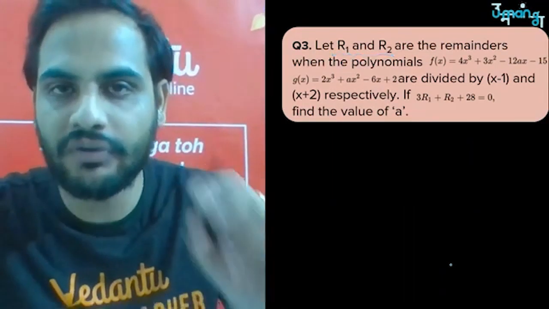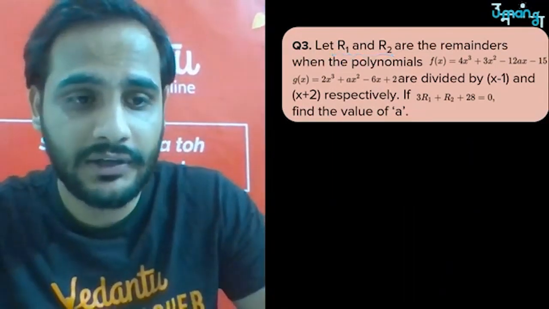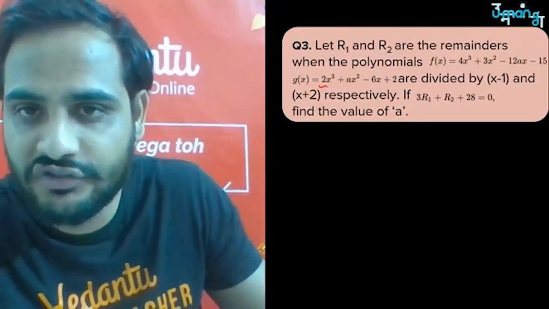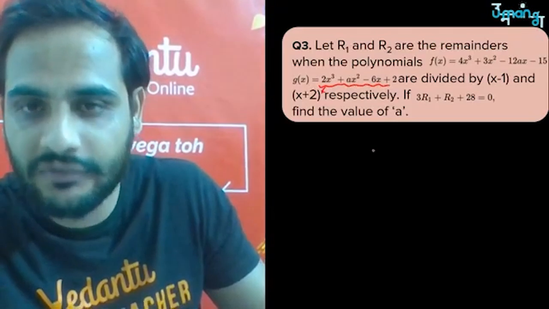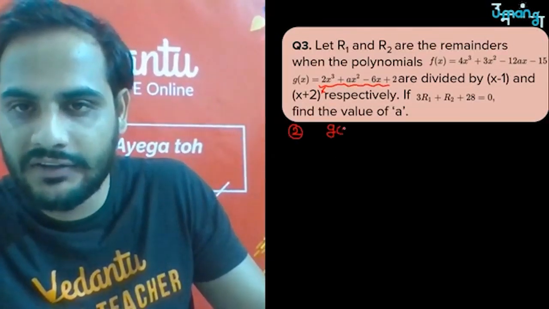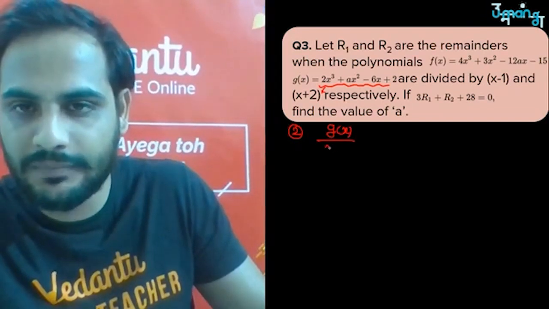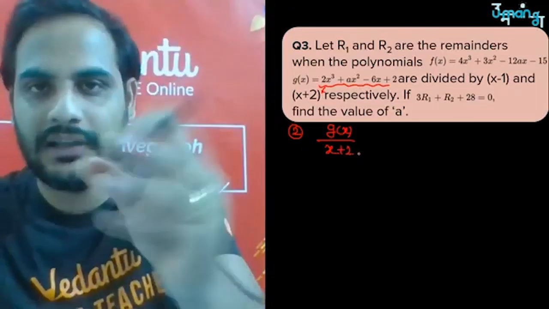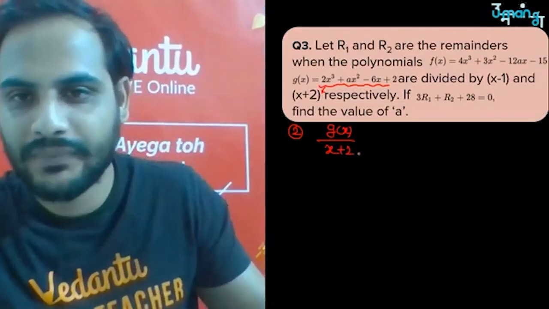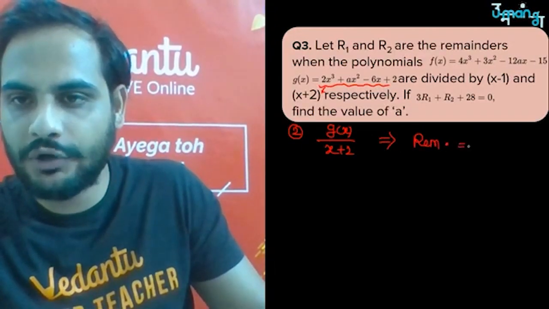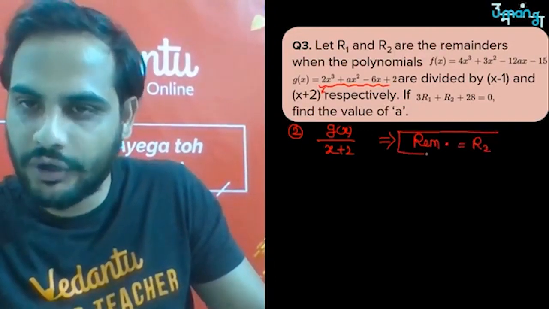Now let's talk about remainder 2. So remainder 2 is what? When you are dividing this g(x) by x plus 2. So I will say, case 2. When I am dividing this polynomial g(x) by x plus 2, remember g(x) is just a way of denoting this polynomial. It is just used as a symbol. Okay. So we know that my remainder is R2. So let us see what will be your R2.